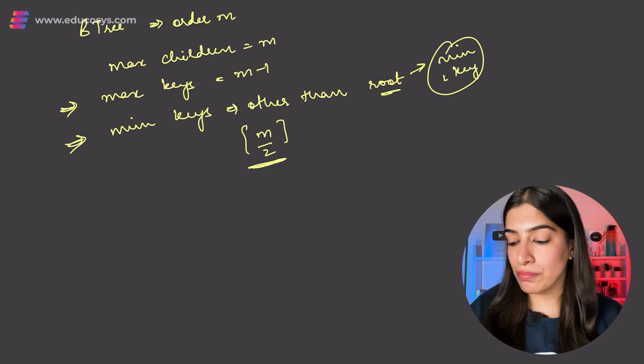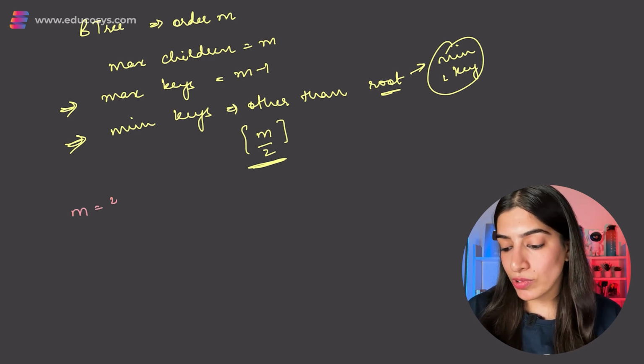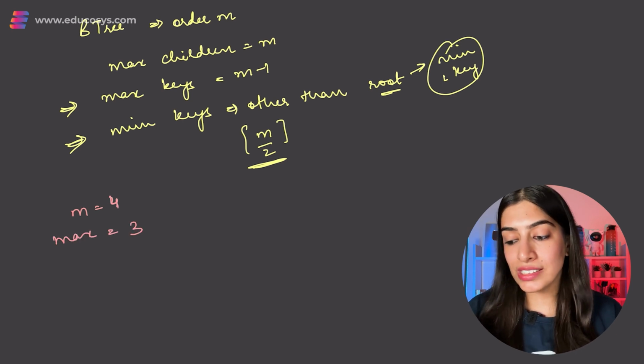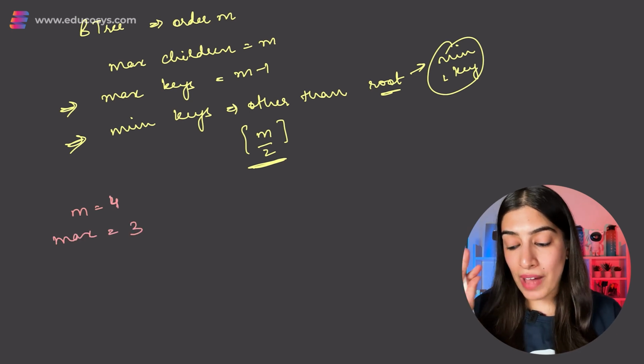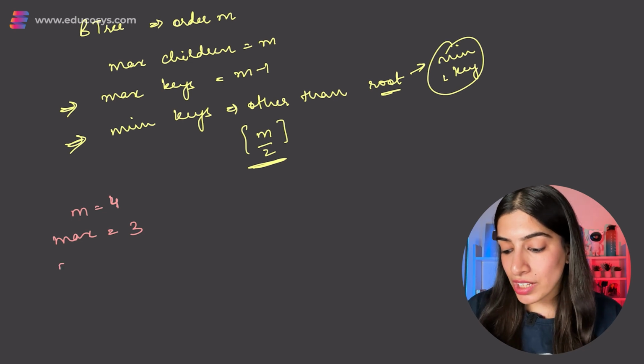Let's take quick examples. Say if the m value is equal to 4, that means the maximum number of keys possible for every node is 3. Any of the nodes, the maximum number of keys is 3. The minimum number of keys will be what? 4 by 2, which is 2.